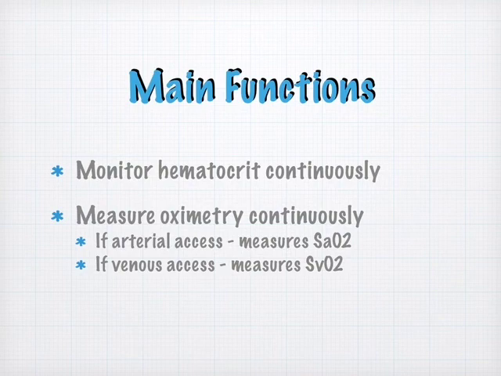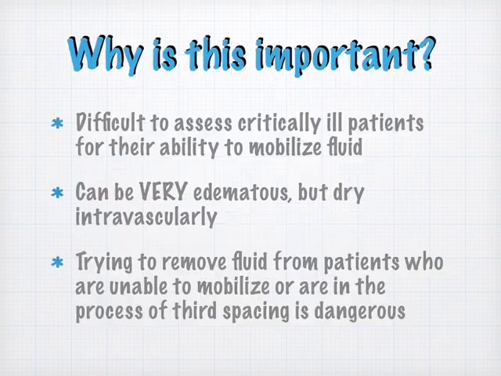If I'm removing fluid and they're not tolerating it well, even if their blood pressure hasn't changed much yet, I'll see the SVO2 dropping. So if my patient's cardiac output is dropping, their oxygen delivery is dropping, I'll see my SVO2 coming down even if I'm maintaining a blood pressure at that point. So it kind of helps me to ward off problems that could be arising. So why is continuous hematocrit monitoring important?